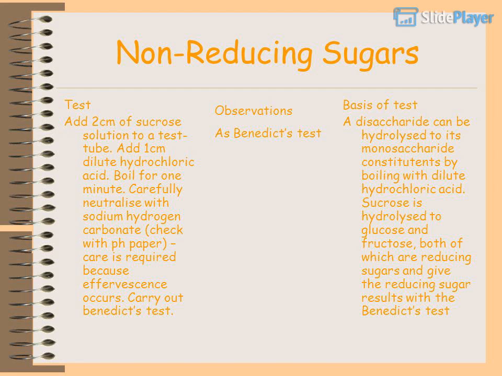Basis of test. A disaccharide can be hydrolyzed to its monosaccharide constituents by boiling with dilute hydrochloric acid. Sucrose is hydrolyzed to glucose and fructose, both of which are reducing sugars and give the reducing sugar results with the Benedict's test. Observations: as Benedict's test.